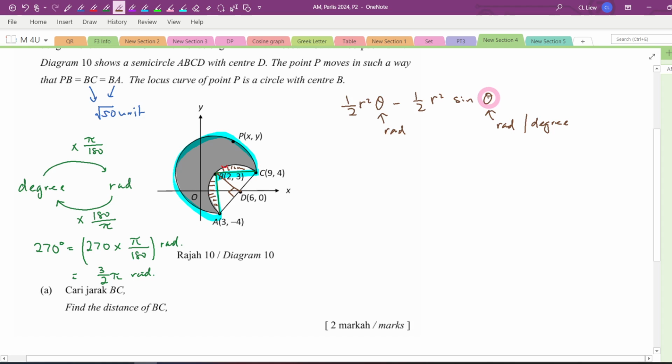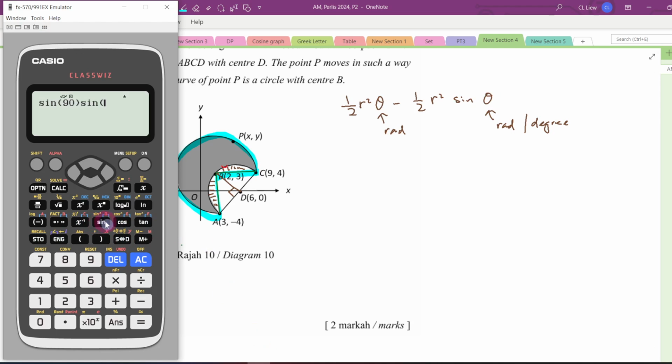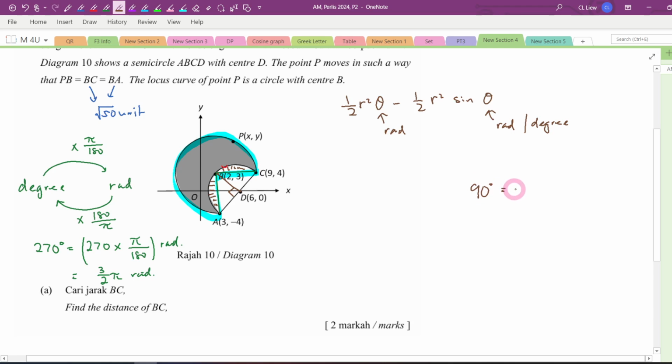If this is in radian, when you key in your calculator, you need to be more careful. Now let me show you. Let's say I want to key in sine 90 degree. I just need to make sure your calculator here is showing a small d. It means that it is in degree mode. So you press sine 90. You don't have to press anything else. Your calculator knows that this is in degree. So you get 1. But okay, 90 degree is equal to pi over 2 radian, right?